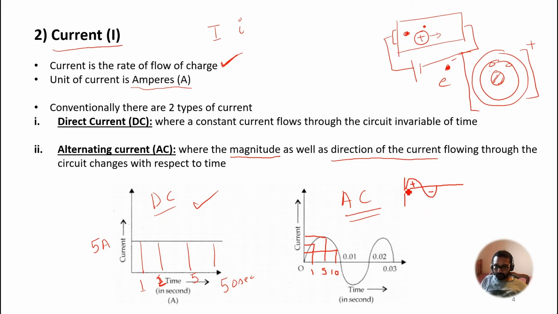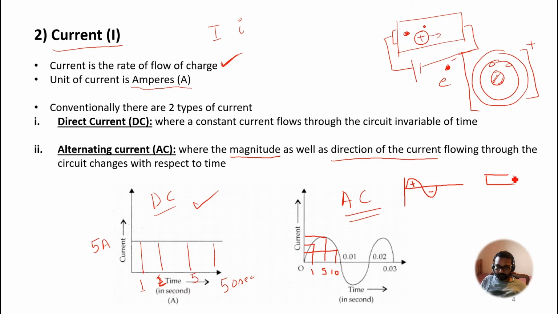So if we look at just the first one cycle of the alternating current, for the first half cycle, the magnitude of the current is changing and it is positive, whereas for the second half of the cycle, the magnitude of the current is again changing and it becomes negative, right? So the direction of the current would also change.